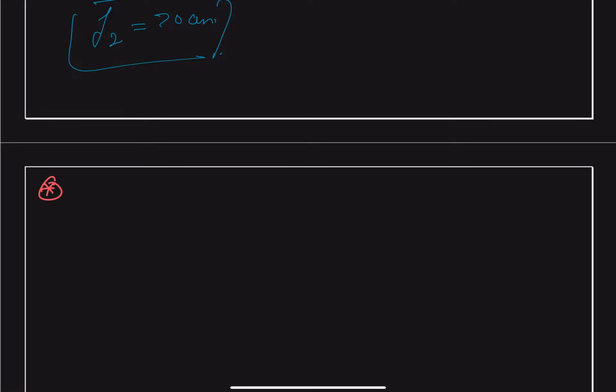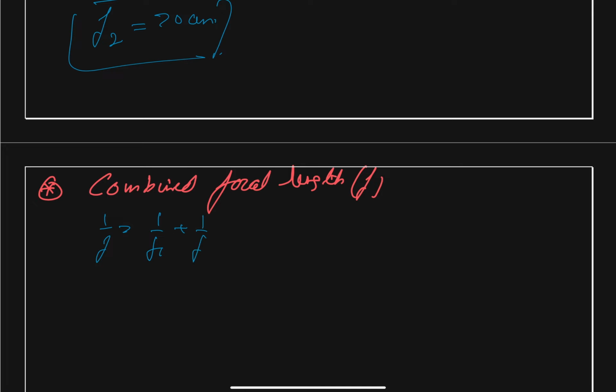So you can say that the combined focal length is given as f. So we can write f is equal to 1 upon f1 plus 1 upon f2. So this gives us 1 upon 28 plus 1 upon 70. So our f will be equal to 20 centimeters.